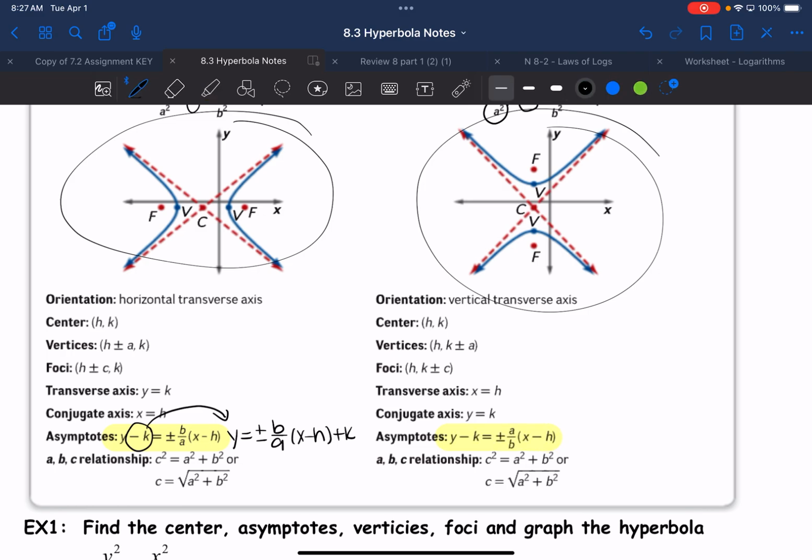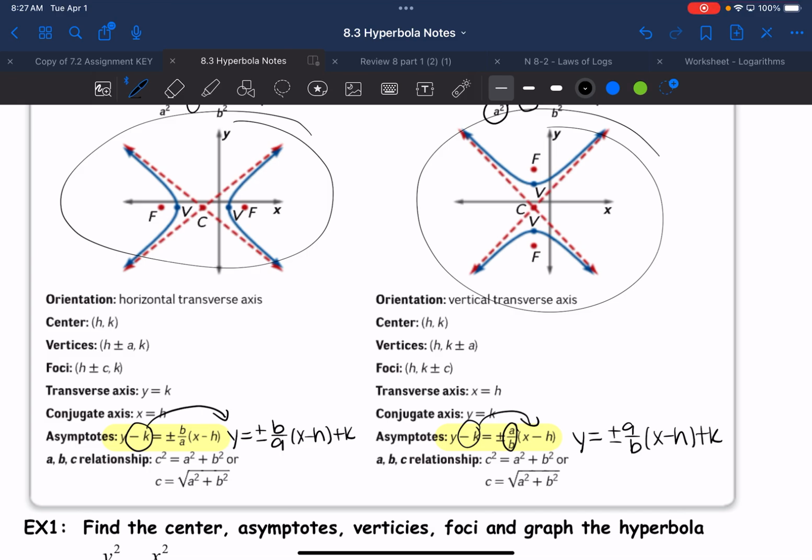Okay, the only difference when it's on your vertical axis is that instead of b over a right here, we have a over b. That's the only thing that will change. Also can be written as y equals plus or minus a over b times (x minus h) plus k. So really just taking k, moving it to the other side of the equation.